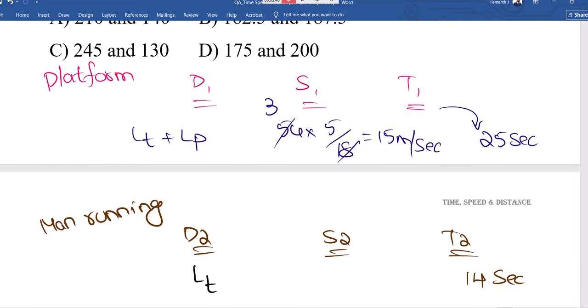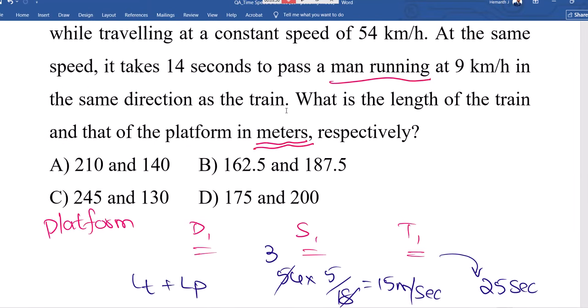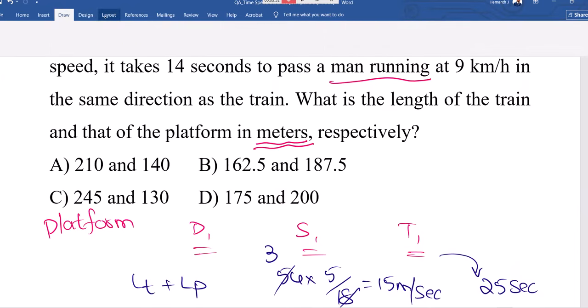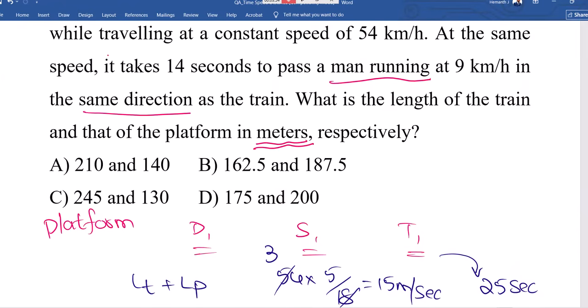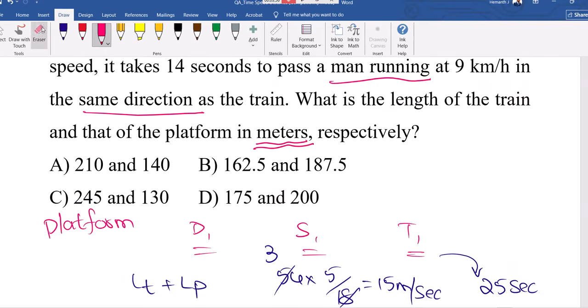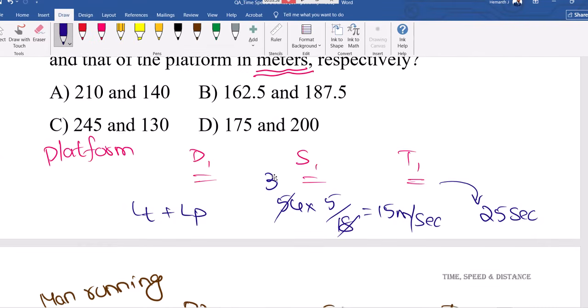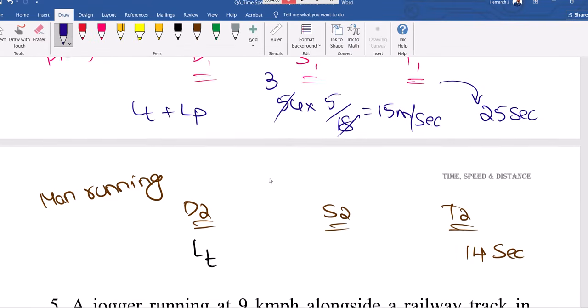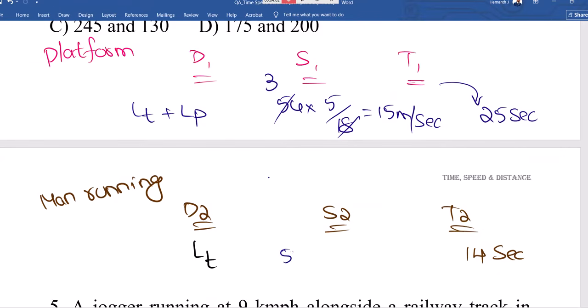Speed. Now we want man running, train running. Now same direction or opposite direction is required. What did they mention in the question? Same direction is already mentioned. So speeds must be subtracted: 54 minus 9, which is 45 kilometer per hour, but still we are doing into 5 by 18 to convert into meters per second.